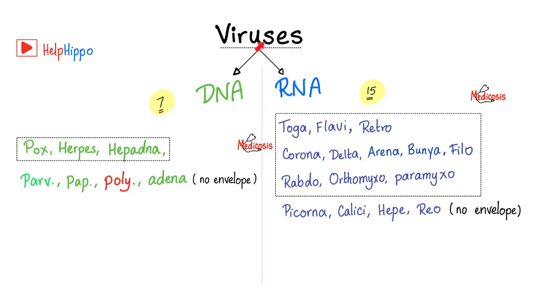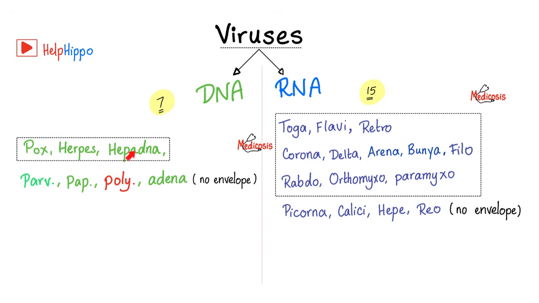We can divide viruses into DNA viruses and RNA viruses. There are gazillion, bazillion viruses out there. If we focus on the viruses that cause human diseases, we can narrow this down a lot. If you are a student, you need to know about 7 plus 15: 7 DNA virus families and 15 RNA viral families. What are the 7 DNA viral families?